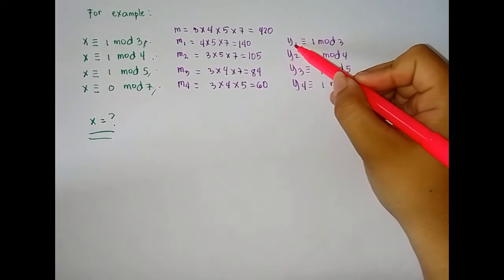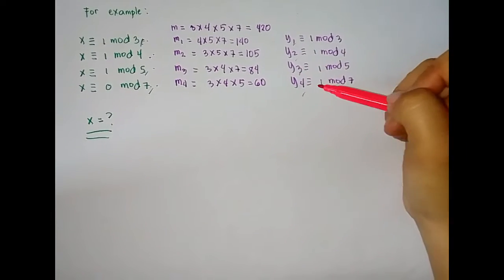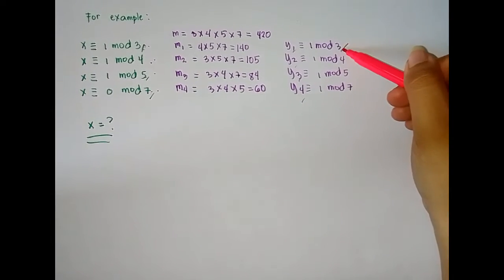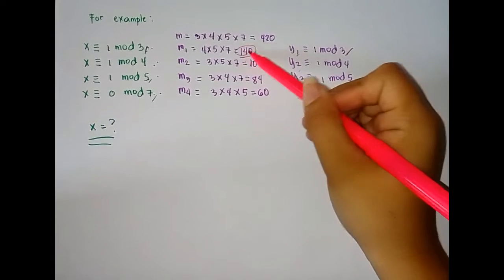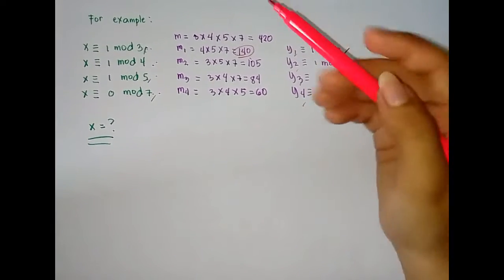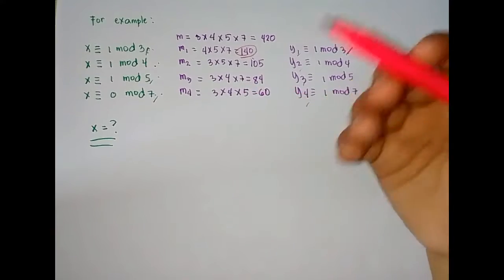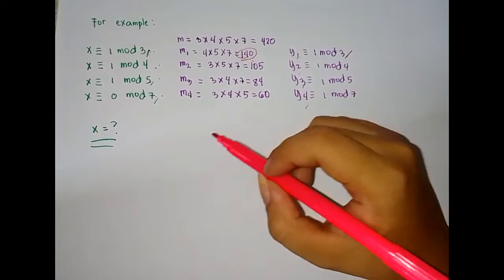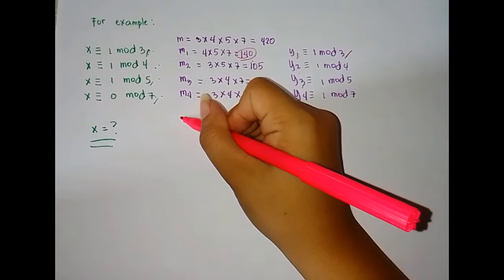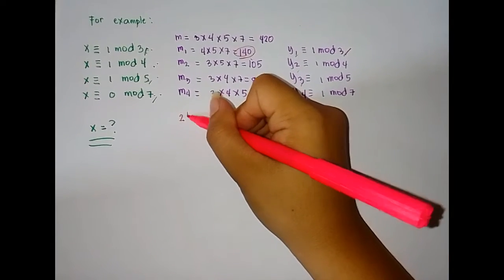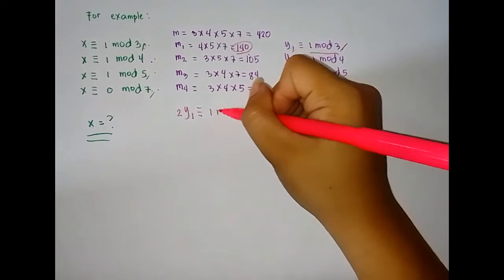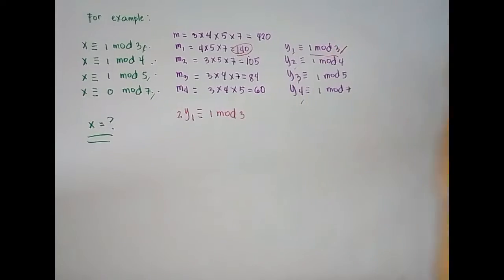To find the values of y1, y2, y3, and y4, you are going to find a number that is divisible by 3 but less than 140. So we have 3 times 46, which is 138. 140 minus 138, we have 2. So the remainder is 2. We'll put 2y1 is equivalent to 1 mod 3.